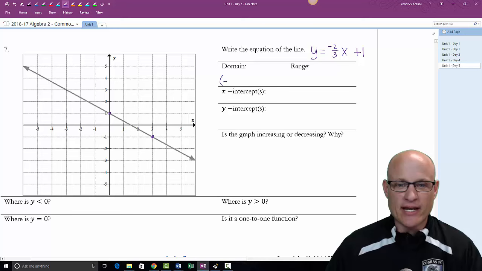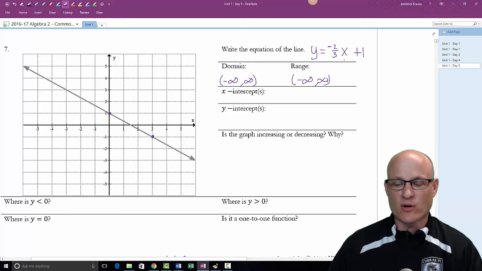All right, domain: negative infinity to positive infinity. Range: negative infinity to positive infinity. It goes forever and ever left. It goes forever and ever right.